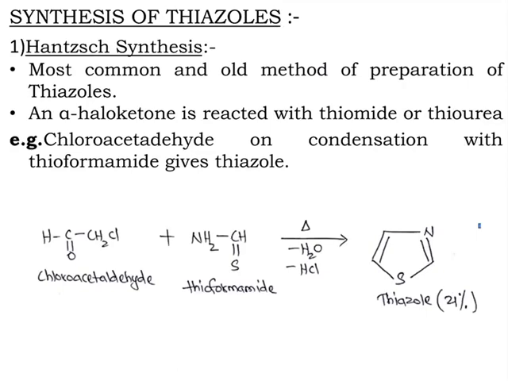Let's take an example. Chloroacetaldehyde on condensation with thioformamide gives thiazole. Look at the reaction. Thioformamide is heated with chloroacetaldehyde. Thiazole will be obtained with the loss of one water molecule and one HCl molecule. The yield of thiazole is 21%.